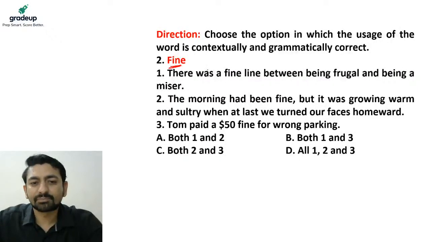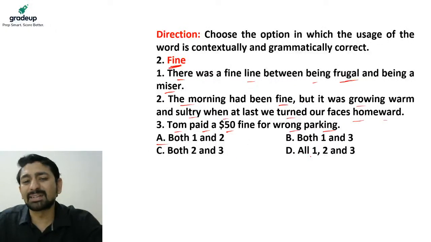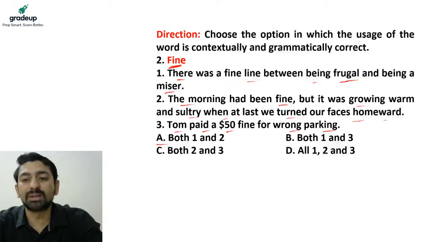It says fine. The word is fine. Now you have to see in which sentence fine is used correctly. The first says, there was a fine line between being frugal and being a miser. The second says, the morning had been fine, but it was growing warm and sultry when at last we turned our faces homeward. The third sentence says, Tom paid a $50 fine for wrong parking. All the options A, B, C and D have multiple sentences that are correct. So which do you think is right? 1 and 2, 1 and 3, 2 and 3, or all 1, 2 and 3?